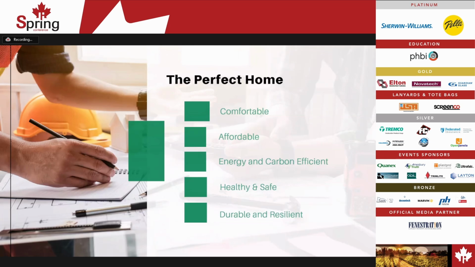And the whole point of this, which oftentimes we're seeing getting overlooked, is we're moving towards a perfect home. And the thing that we should be making top priority is comfort. Because if we're just focusing on energy efficiency, the cheapest possible way to get there, we're missing out on that important factor of comfort for these homes. So the perfect home for what we're trying to achieve: is it affordable? Is it energy and carbon efficient? Is it healthy and safe? Is it durable and resilient?